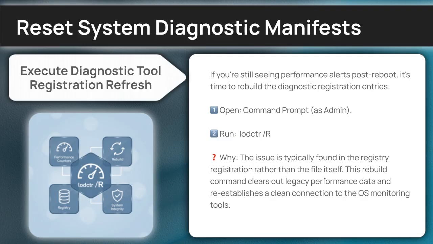If you're still seeing performance alerts post-reboot, it's time to rebuild the diagnostic registration entries. First, open Command Prompt as admin. Second, you're going to type lodctr /r, then hit enter. Why are we doing this? Well, the issue is typically found in the registry registration rather than the file itself. This rebuild command clears out legacy performance data and reestablishes a clean connection to the OS monitoring tools.